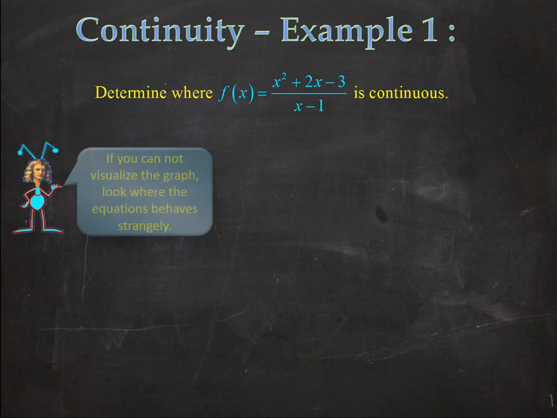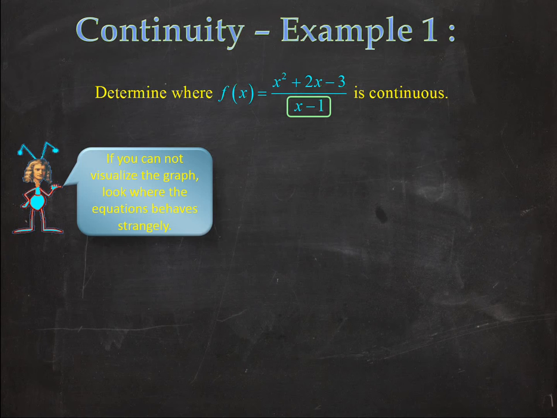Now, the first thing you'll notice is that this function is a quotient of a continuous function divided by another continuous function. And if you can recall from one of the theorems, a function which is a quotient of a continuous function over a continuous function is itself continuous, except where the denominator equals 0. So this is the point of contention for this.